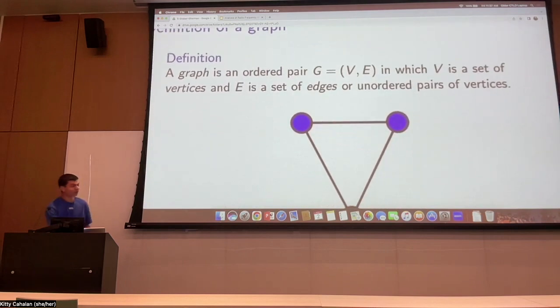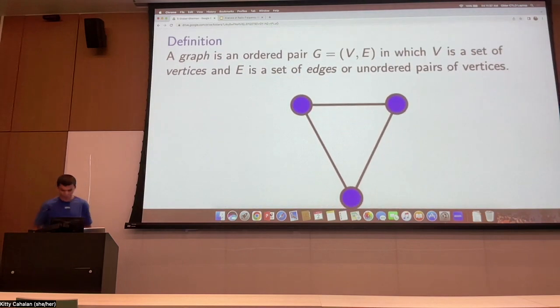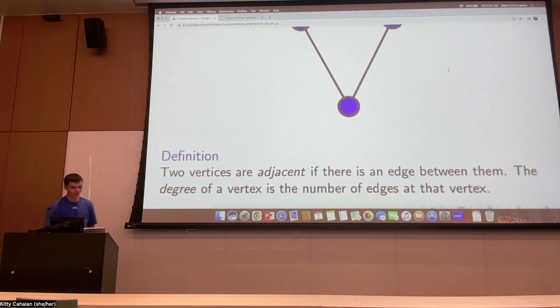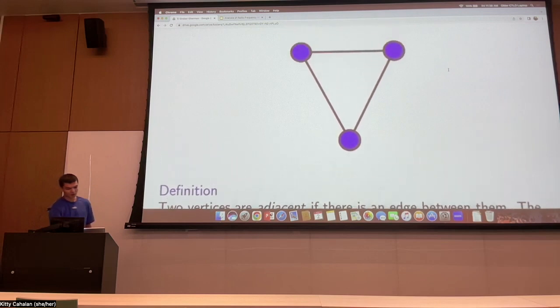So first, the definition of a graph. A graph is an ordered pair (V, E), in which V is a set of vertices and E is a set of edges. In this graph right here, the blue circles are the vertices and the lines connecting them are the edges. Two vertices are adjacent if there's an edge between them. So all of these circles are adjacent to each other because they all have a line connecting them.